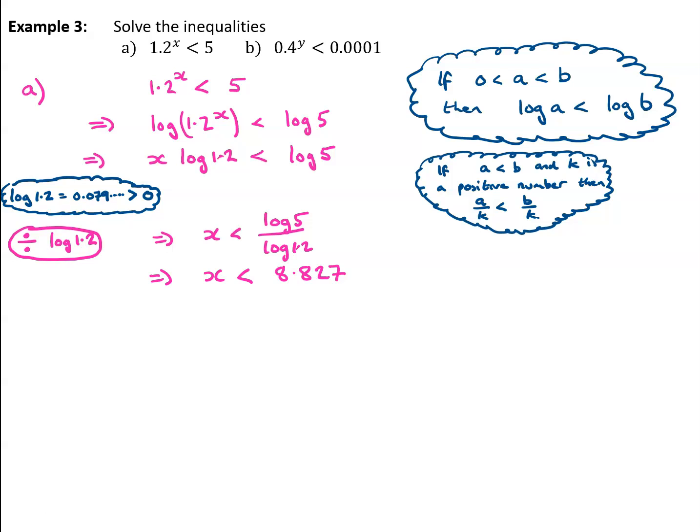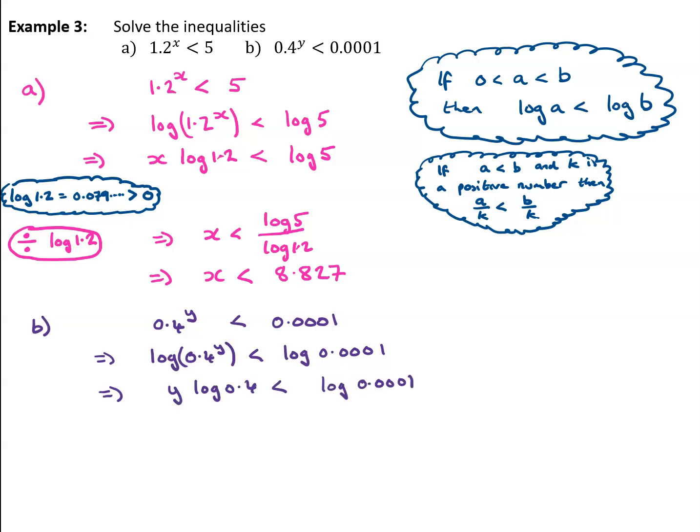8.827. For part B, I can start in very much the same way. I've got 0.4 to the power y is smaller than 0.0001 is the inequality to be solved. So taking logarithms of both sides, I've got the logarithm of 0.4 to the y must be smaller than the logarithm of 0.0001. The logarithm of 0.4 to the power y is the same thing as y times the logarithm of 0.4.